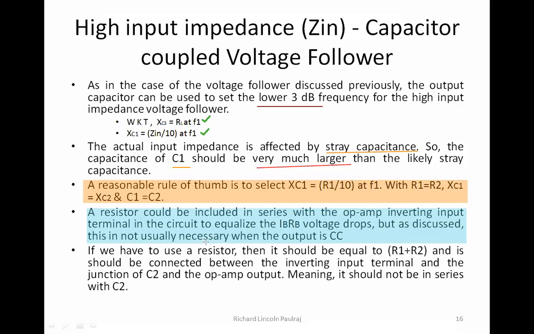Okay, but if I really want to include a resistance, then we need to stick to some rules, right? So what are those rules?